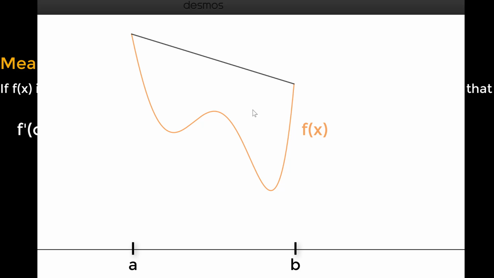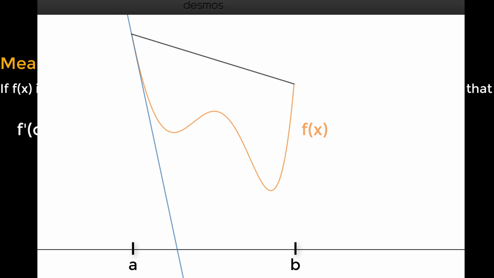What the mean value theorem essentially states is that since this function is differentiable on a to b, which it is, we're guaranteed to have some point on this curve from a to b whose tangent line will have the same slope as this secant line. That is exactly what the mean value theorem states. One of these tangent lines, at least one of them, will have the same slope as this secant line from a to b. And let's go ahead and prove it.